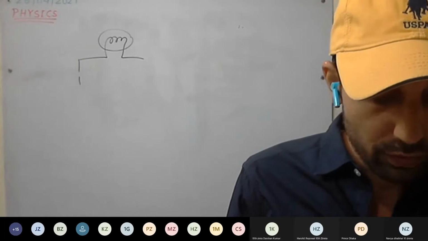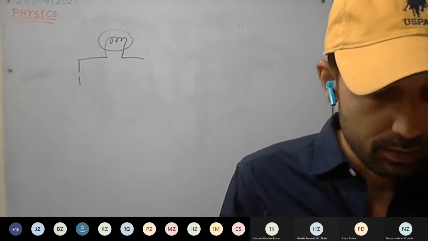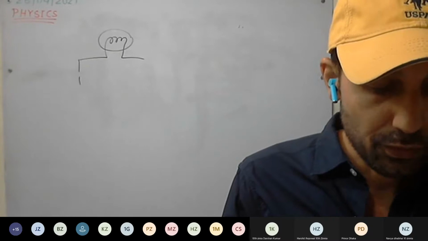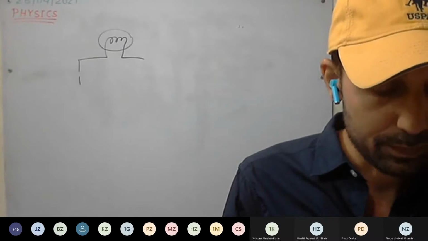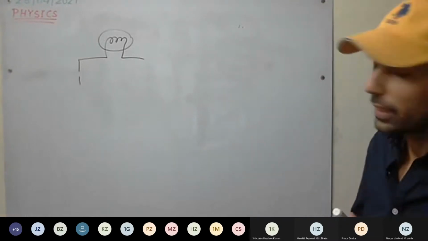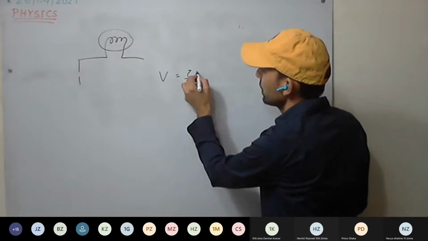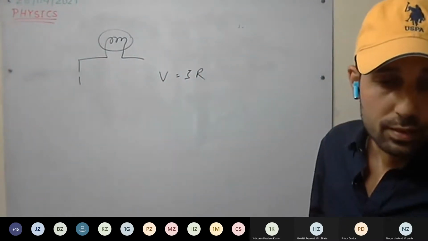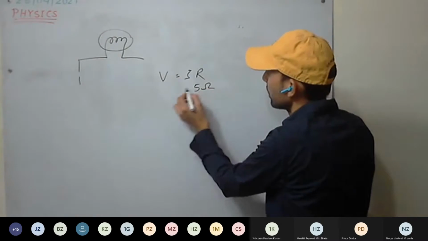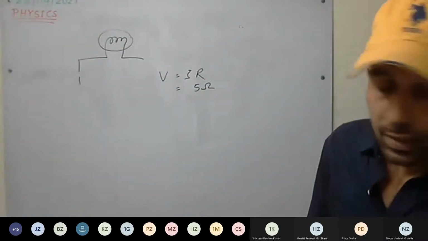Calculate the current flowing through a wire of resistance 5 ohm connected to a battery of potential difference 3 volt. Again, Ohm's law, V equal to IR. Calculate it. What all are given? 5 ohm resistance. Find I. Yes, we have to find the current flowing.